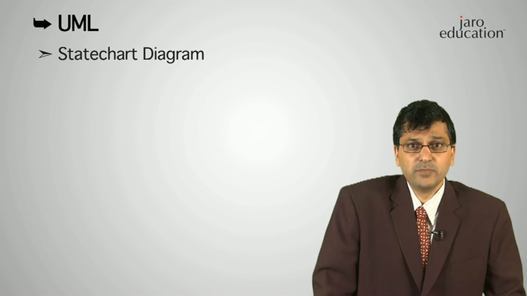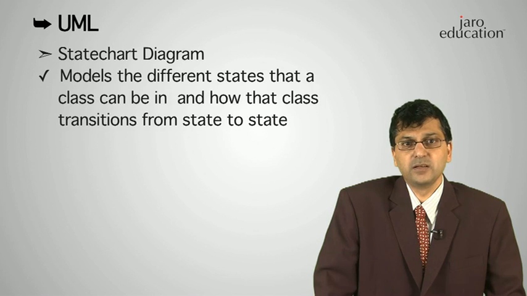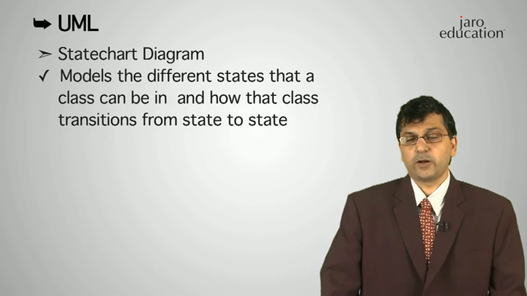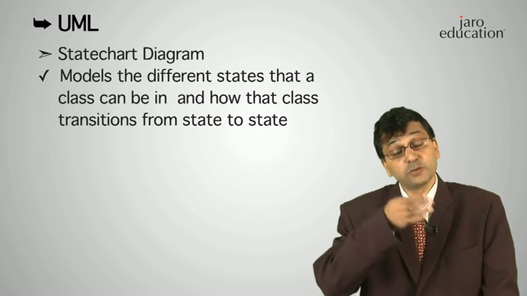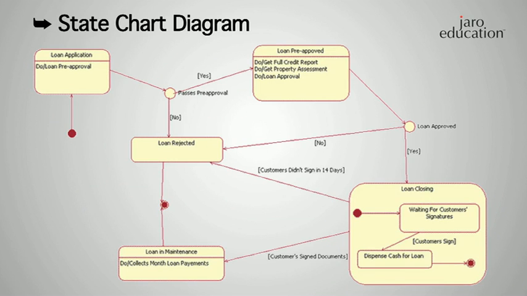So a state chart diagram is used to model these different states that a class can be in. It also depicts how this class transitions from one state to another. This is a sample state chart diagram that you can see, where each of these boxes are the states in which a system currently is, and then based on certain conditions and events, it moves from one state to the other.